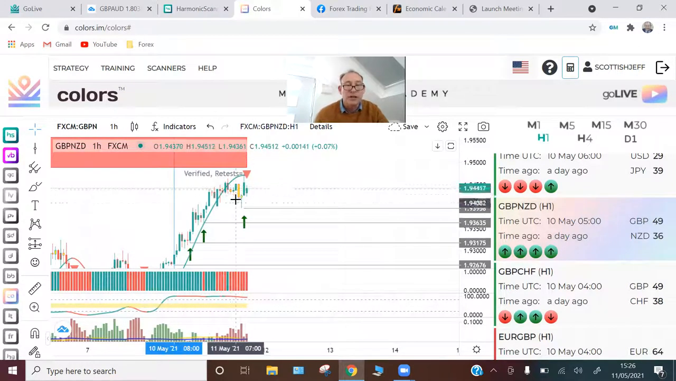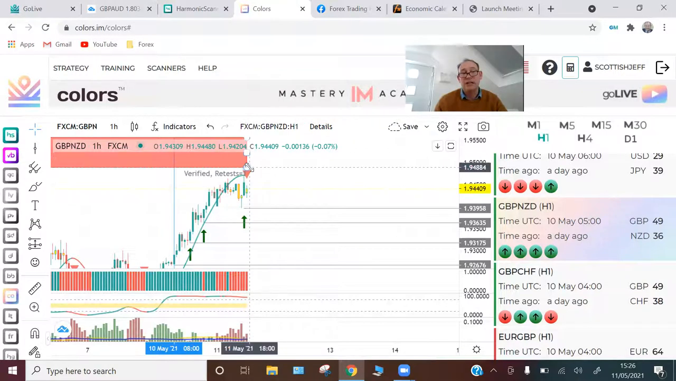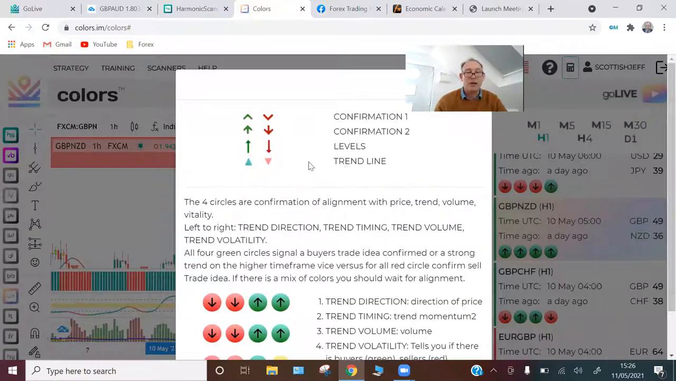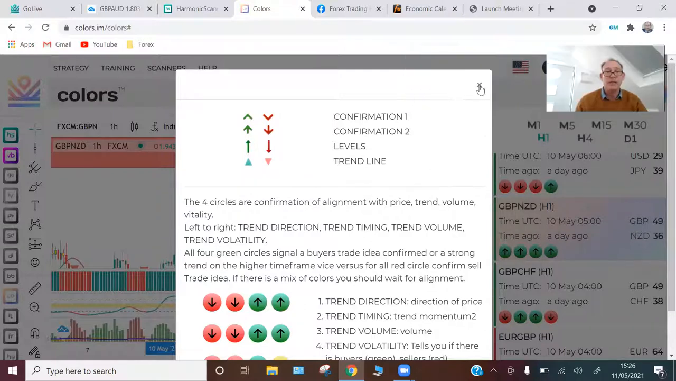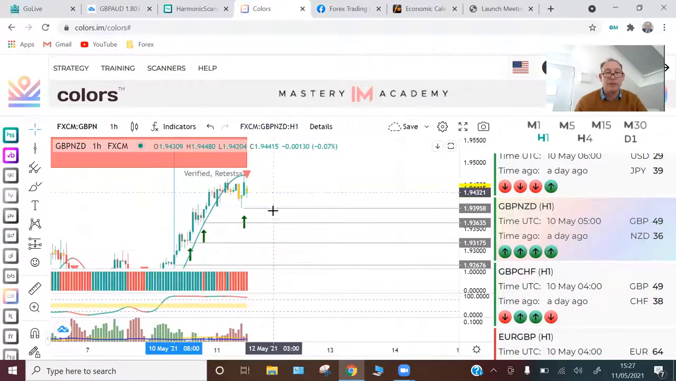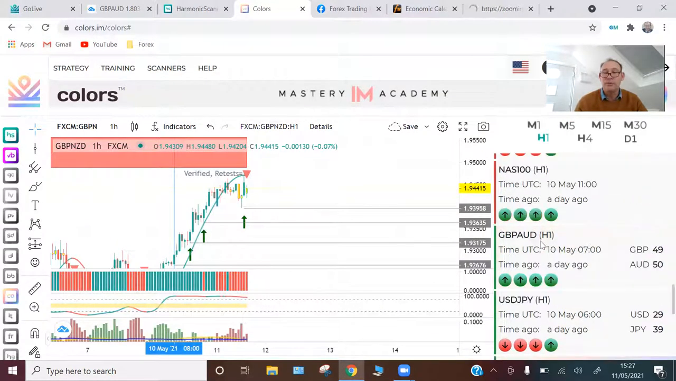It's still green. Now you see how there it's changing, but price is still green. But you do have this red triangle here. What that basically means is a trend change. To find what that actually means, let's click here. Trend line. The trend line has just changed from green to red. So it looks like it could be coming down. Let's go to another one.